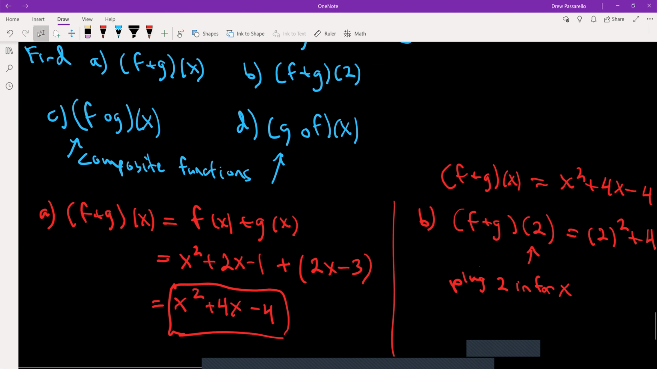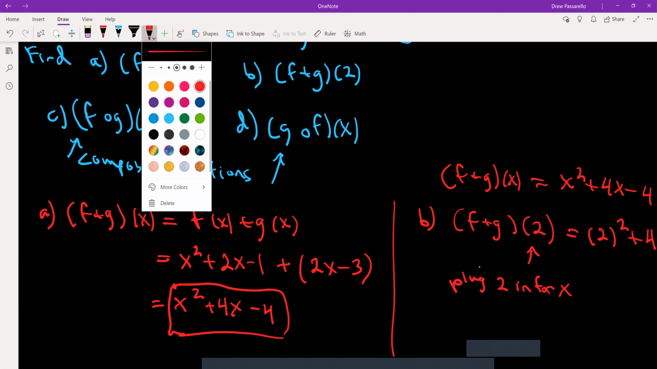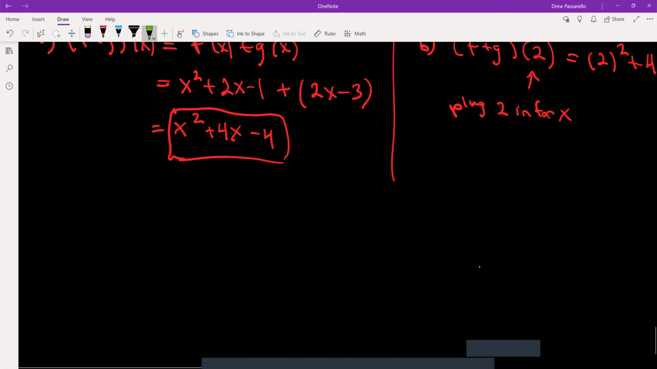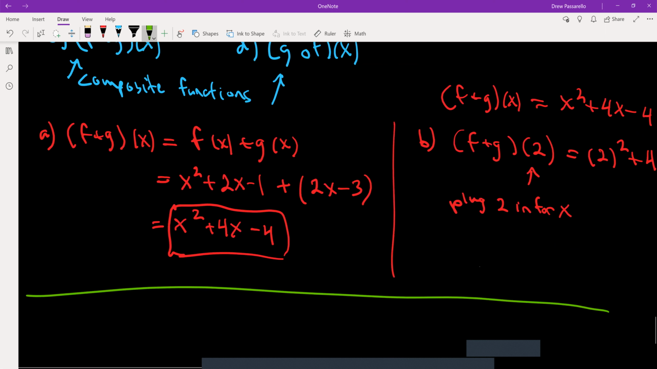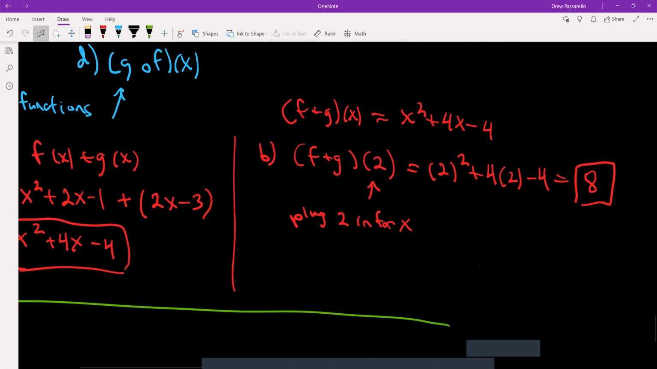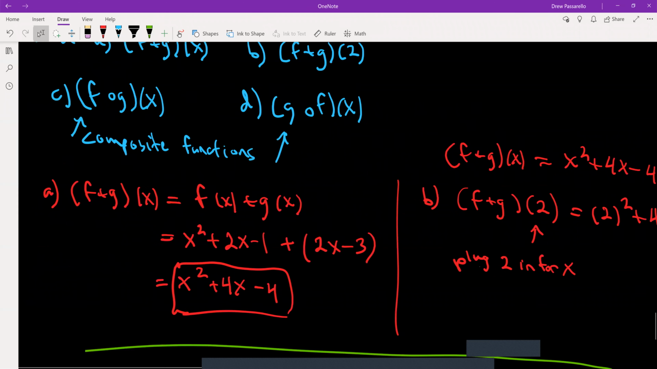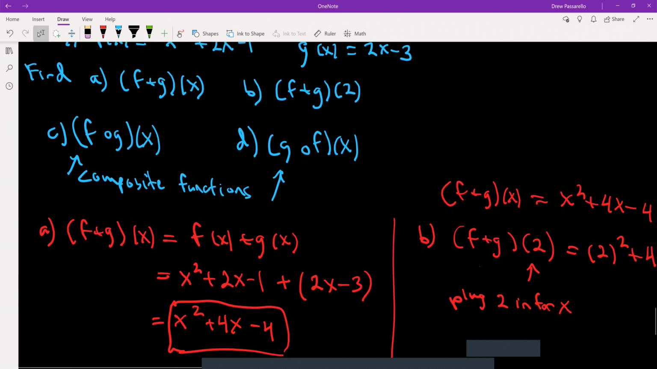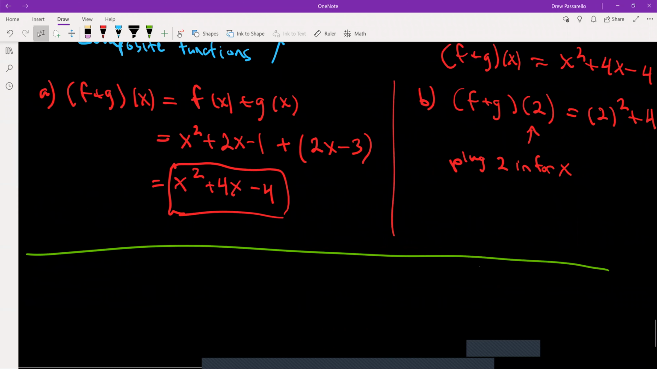Now for these composite functions, I'm going to use a different color for each function. So I use the result again from part A for part B, and I just plug 2 in for x. Now, so I had f of x is x squared plus 2x minus 1.